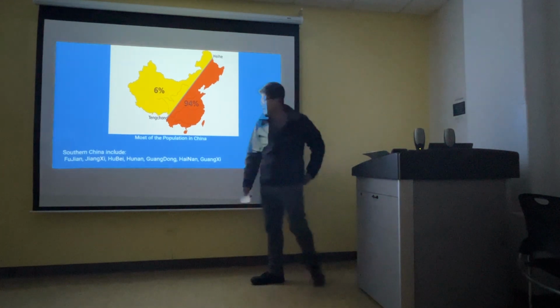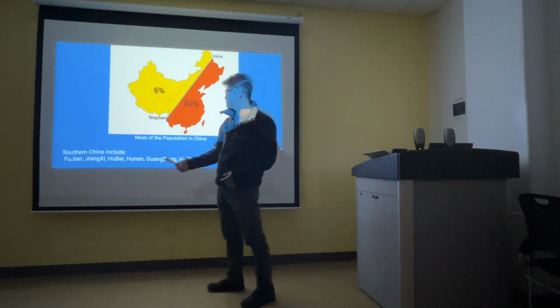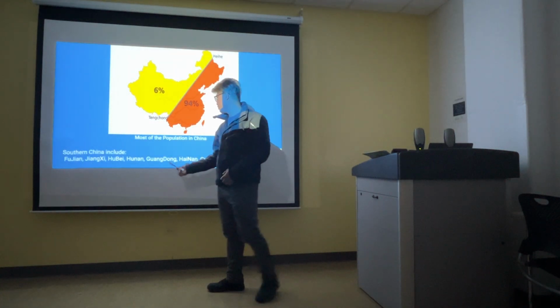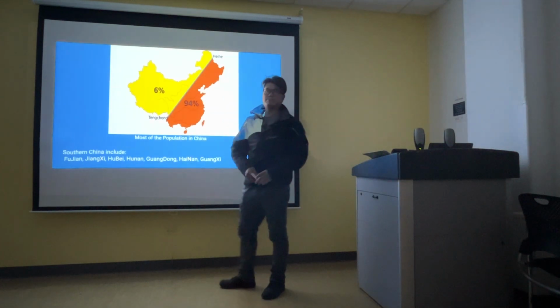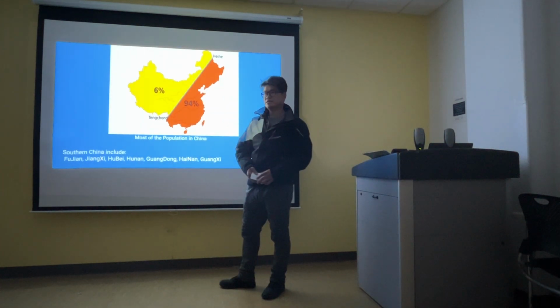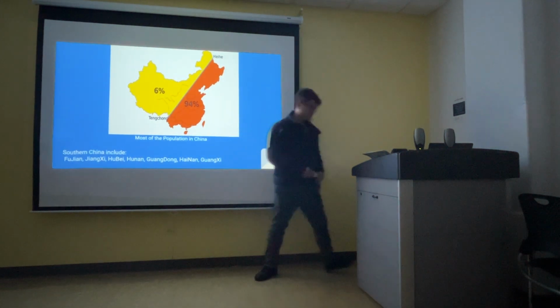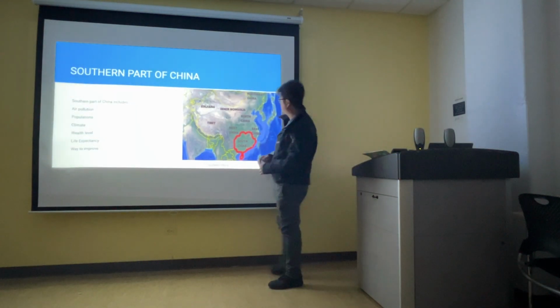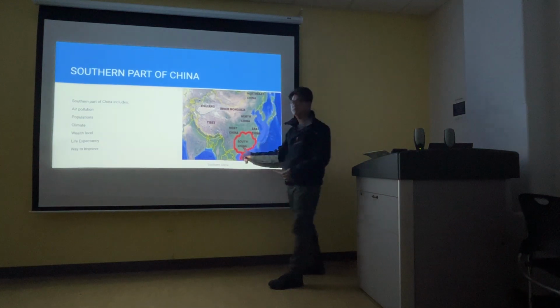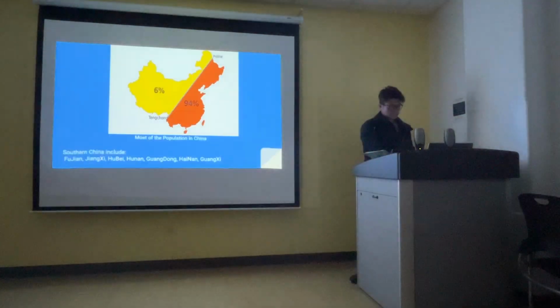The southern part of China includes Fujian, where I came from, and then Jiangxi, Hubei, Hunan, Guangdong, Hainan, and Guangxi. Seven provinces, like seven states in the U.S. This picture shows the physical geography of China.